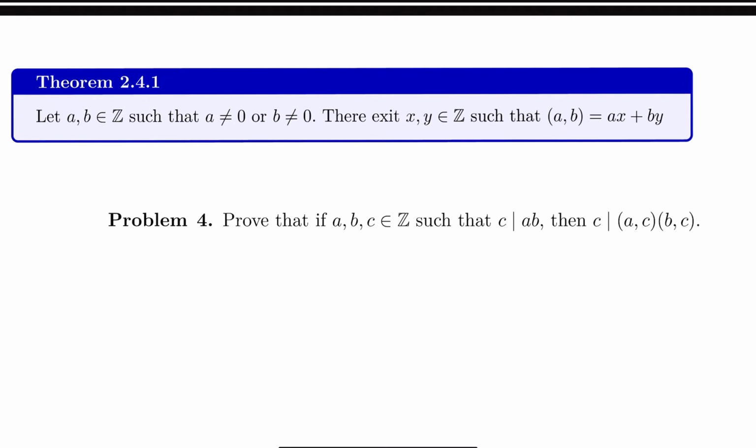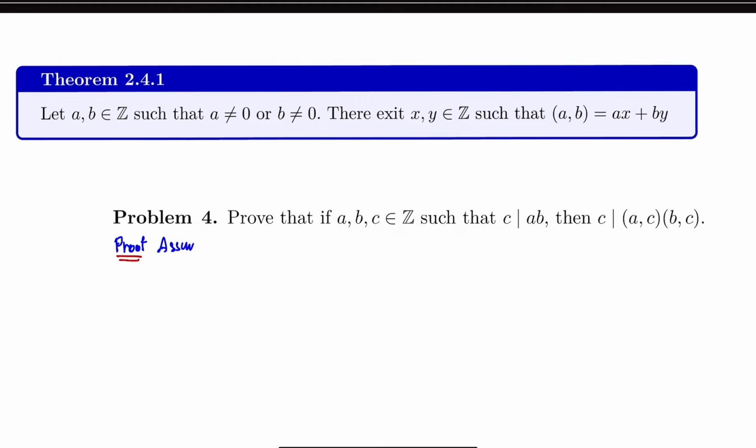So let's start to prove. We have to assume that a, b, c are integers such that c divides ab. Then try to show that c divides the greatest common divisor of ac times the greatest common divisor of bc. Now what can we do?